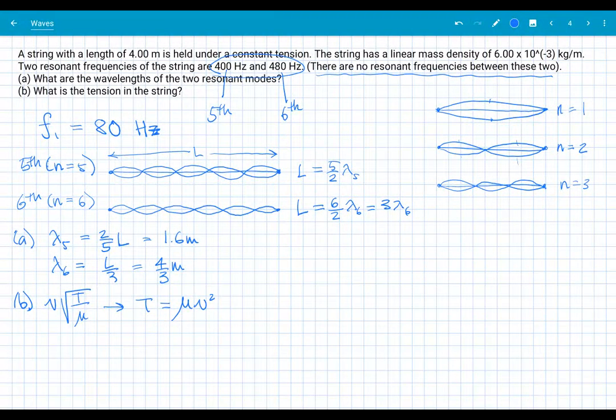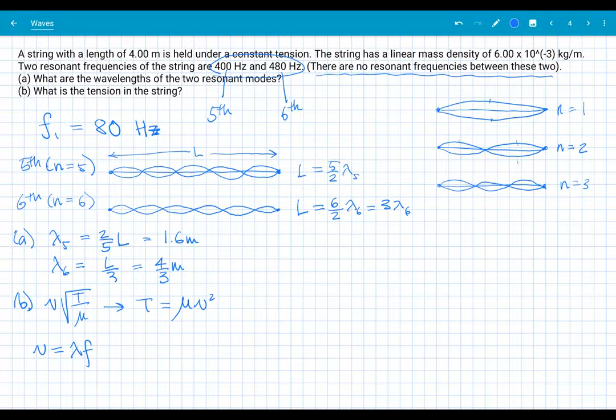We're not changing the string tension. We're not changing the linear density. Nothing about the medium itself is changing. So there's only one wave speed. You can use any mode to solve for the wave speed. It really doesn't matter, right? Wave speed is just going to be the product of wavelength and frequency. You have to be really careful here, though. What I have seen students do is sometimes mix modes, like use the wavelength from the fundamental and the frequency from the fifth mode or something. You can't do that. It has to be consistent.